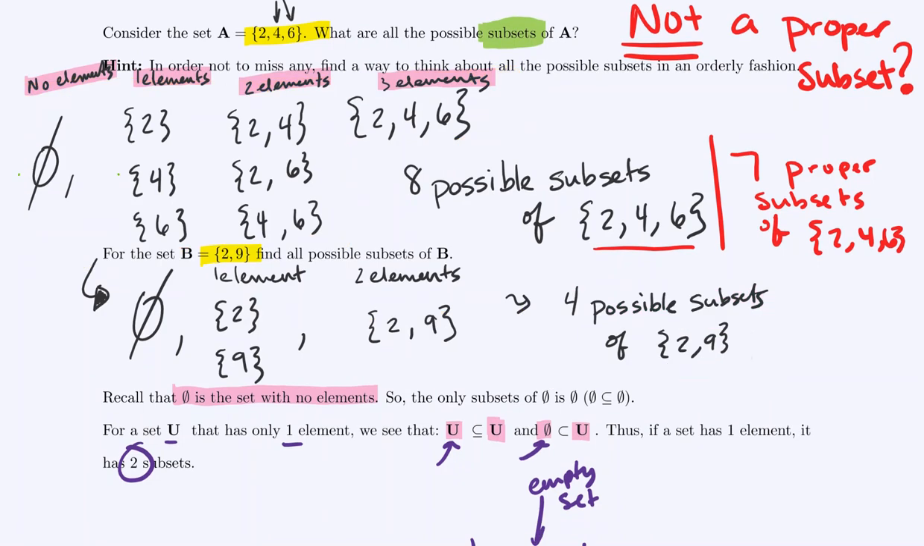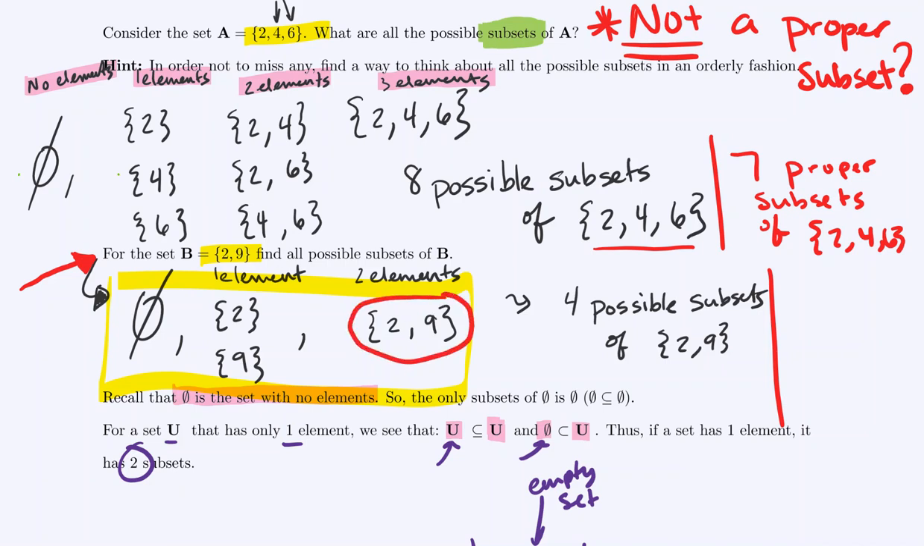Now for practice, why don't we apply similar reasoning to the next example? So for B, which is the set 2, 9, we found there's 4 subsets in all. And which one of these 4 subsets is not a proper subset? Think about that to yourself. We know that all of these are subsets, so the one that's not a proper subset is the set that equals where we started. So while there are 4 possible subsets, there are only 3 proper subsets.